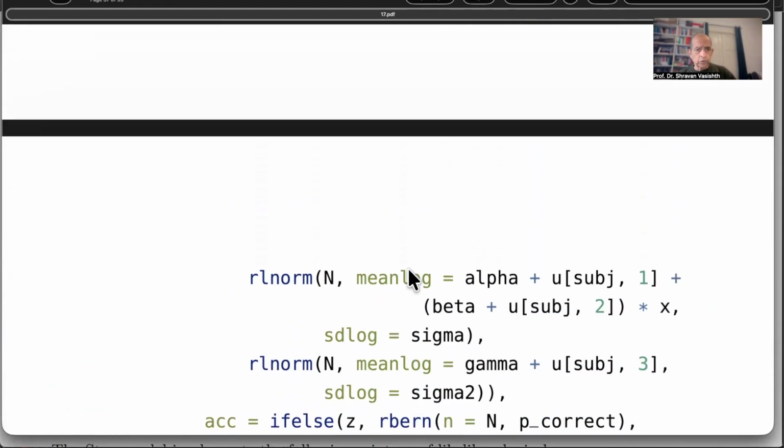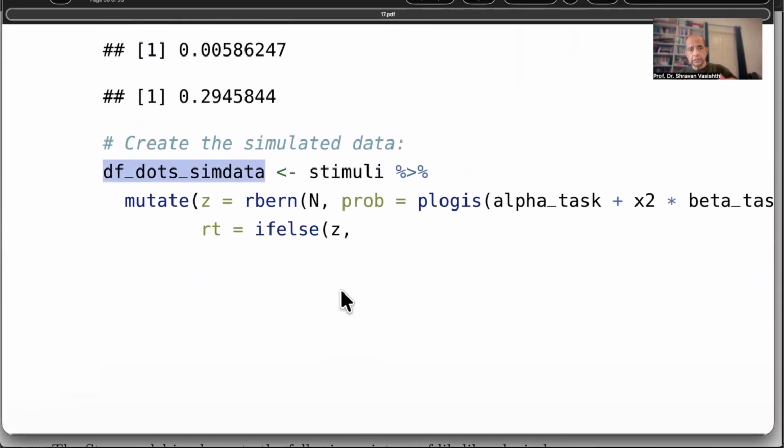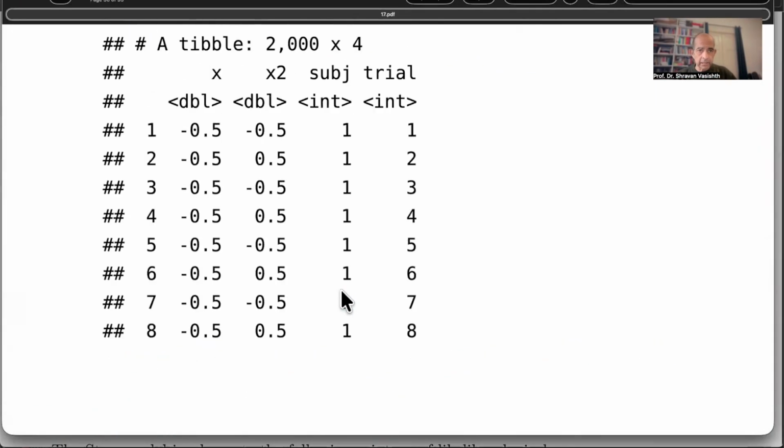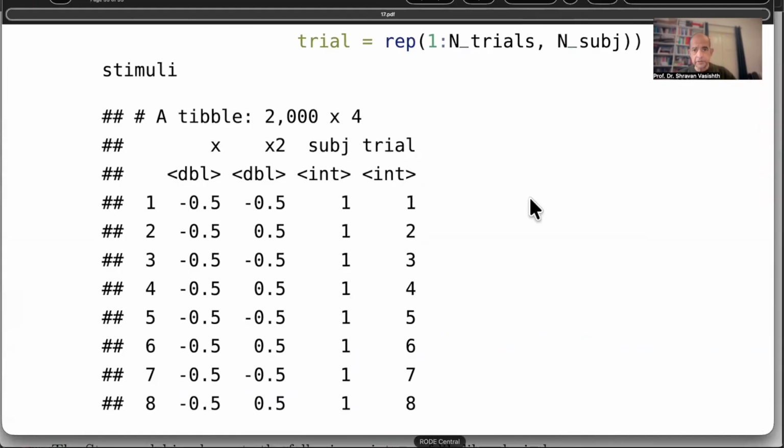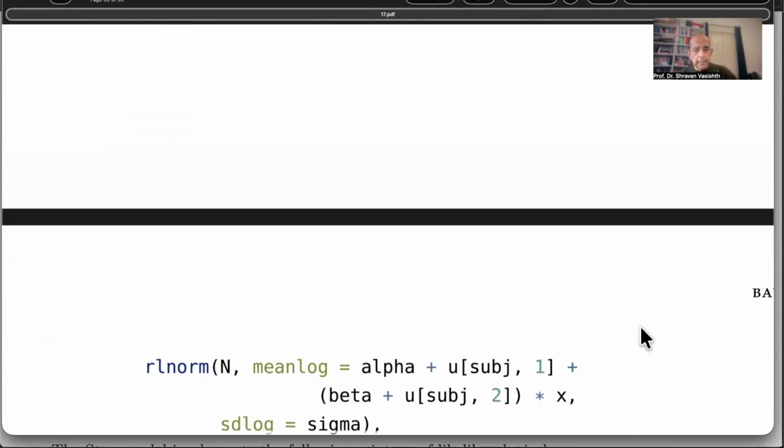If you were to look at the simulated data now, it would contain not just that skeleton of stimuli, but new columns for the easy, hard difficulty, and for the emphasis, and then the reaction time for each row, and accuracy for each row, zeros and ones. That's what the simulated data will look like.